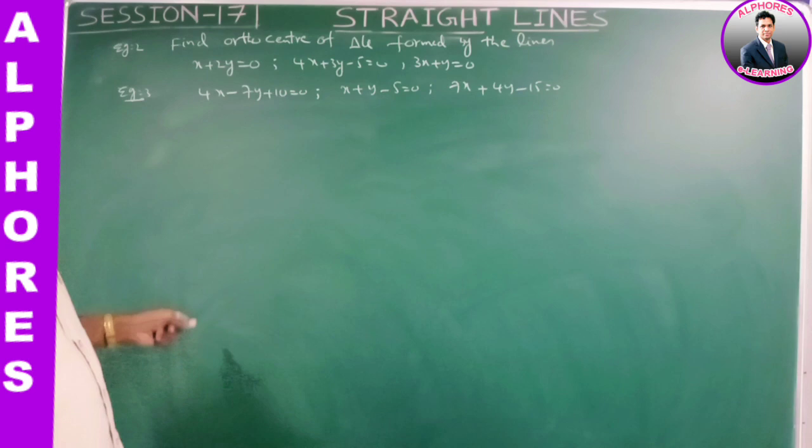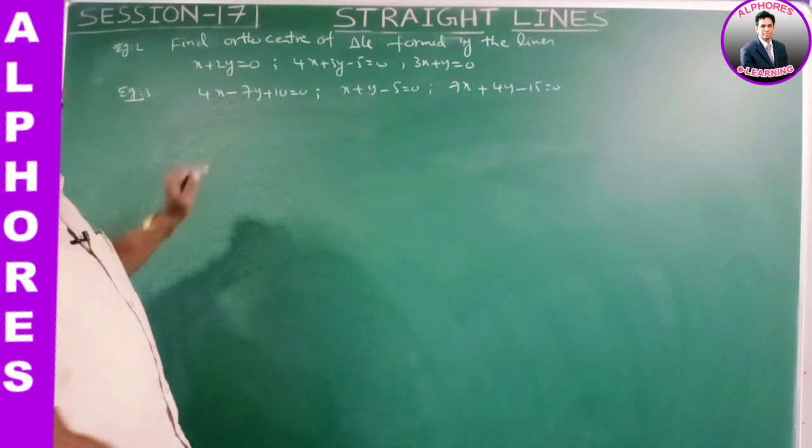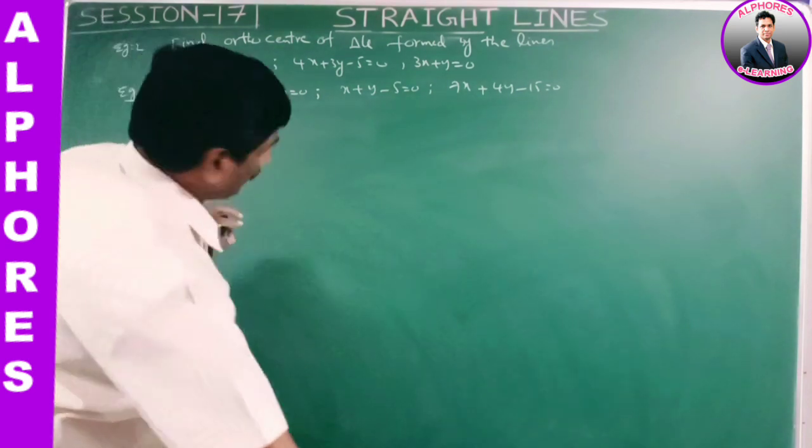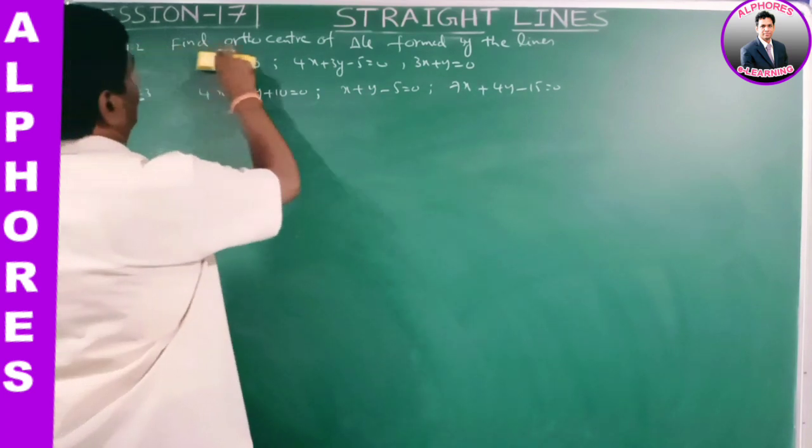Next, example 3. Find the orthocenter of the triangle formed by the lines.